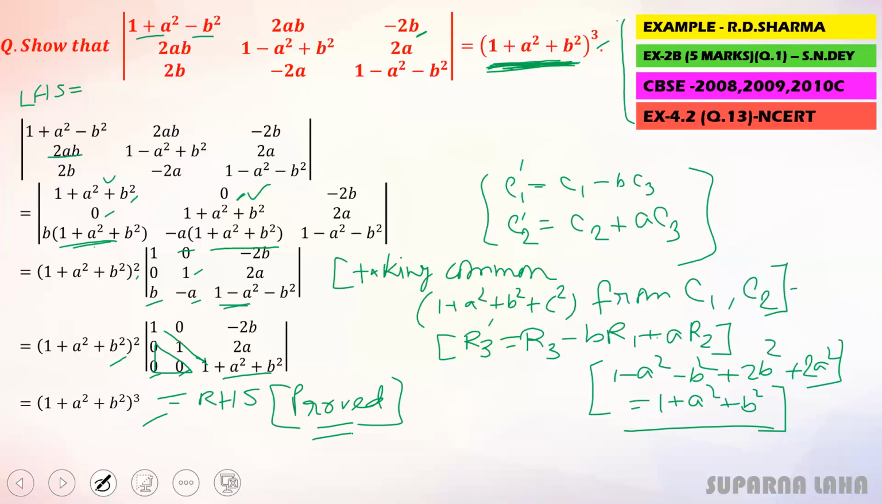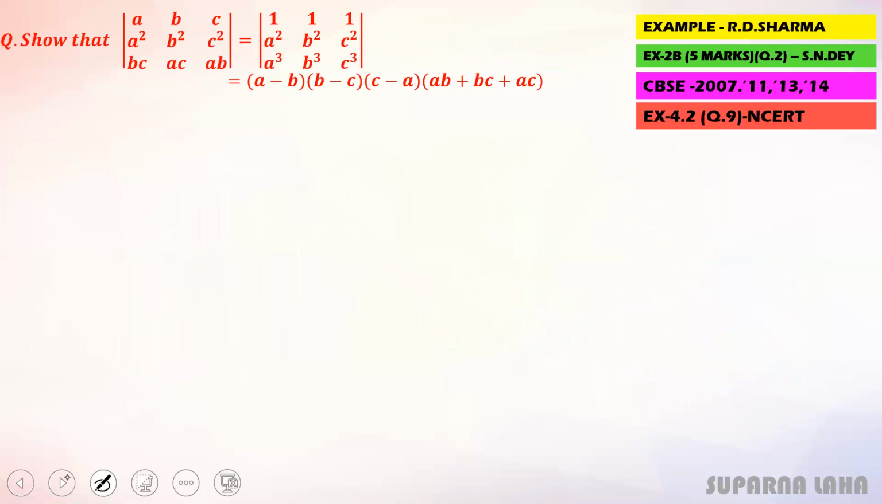Okay, so moving to this next problem. About this problem, all the descriptions given here are from S.N.D., R.D. Sharma, and year-wise questions and from NCERT. So the determinant with rows A, B, C; A square, B square, C square; B, C, A, C, A, B, 1, 1, 1; A square, B square, C square; A cube, B cube, C cube is given by this one. You need to show it. Firstly, you need to show this one is equal to this one, and this value is given by this. So let's start with this LHS portion.